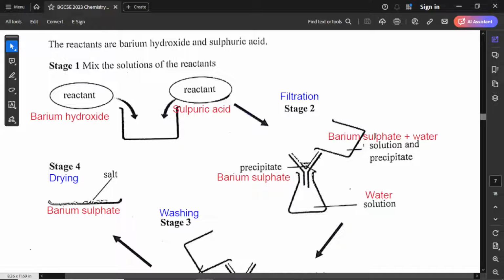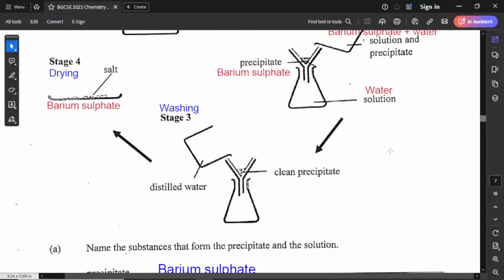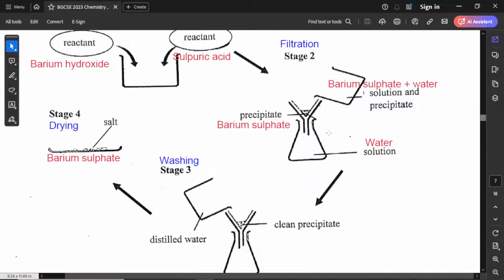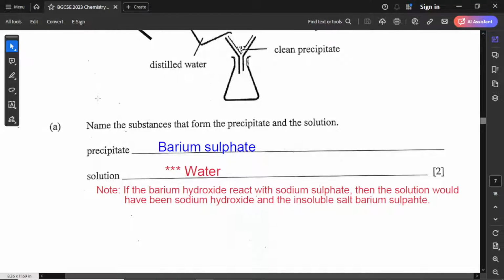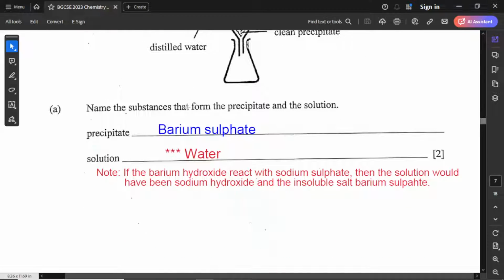All right, because the two things we get here are barium sulfate and water. And we separate those by filtration. The reason we can do that is because barium sulfate is insoluble, and then you can wash the insoluble salt, which is barium sulfate, and then dry it in the last stage. They asked us here to name the substances that form the precipitate and the solution.